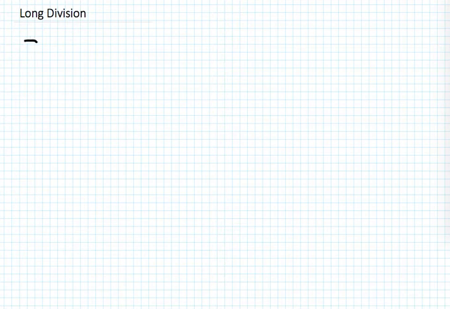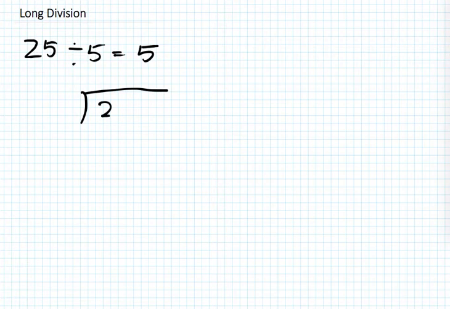So what is 25 divided by 5? You say your 5 times tables until you get to 25. So 1 times 5 is 5, 2 times 5 is 10, 3 times 5 is 15, 4 times 5 is 20, 5 times 5 is 25. So 5 goes into 25 5 times. Now that's the same way as writing it like this.